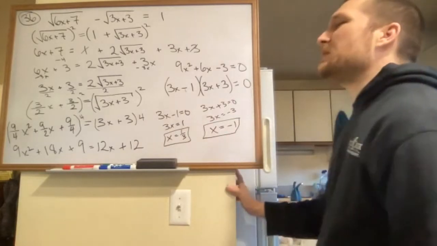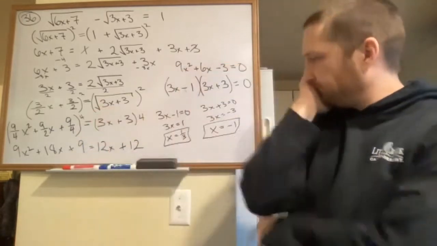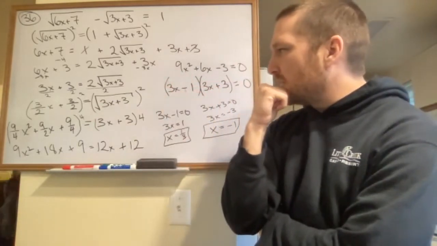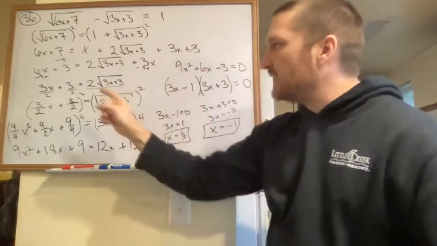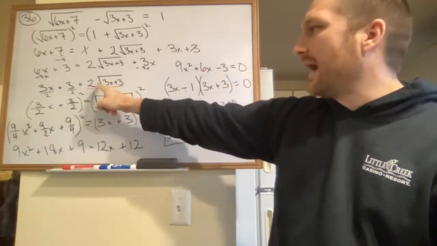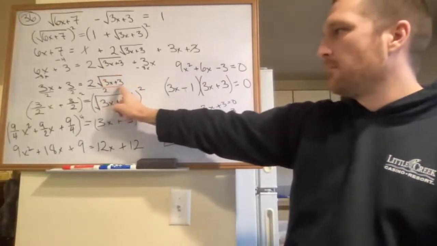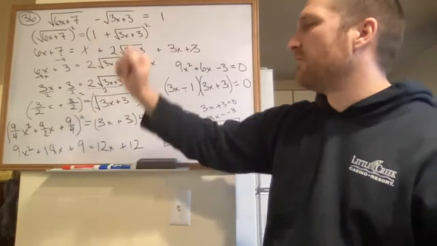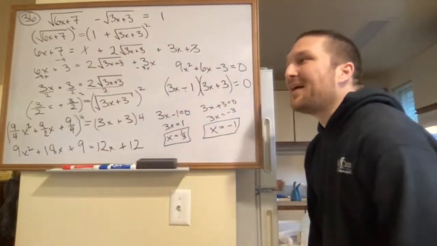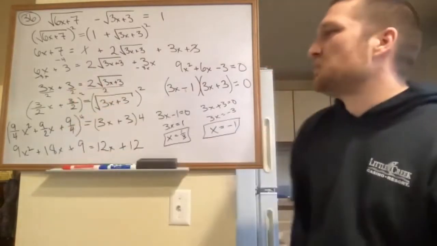This turned out to be really ugly because of these fractions, right? And the problem here is that I just blindly went ahead at this step and said, well, I got to get this guy by himself. I got to get that root by himself before I square it. But let's just see what would have happened if I didn't do that.